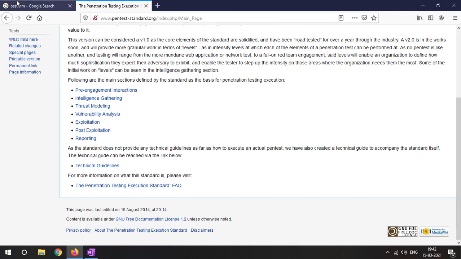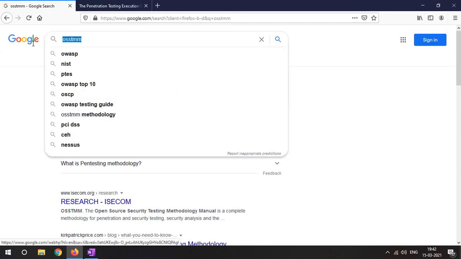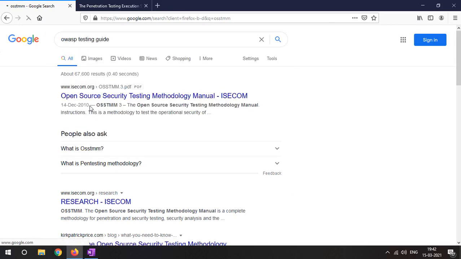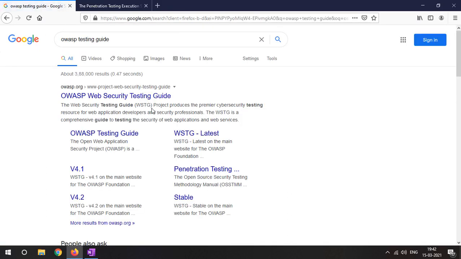And another example which I can give you of a methodology can be the OWASP testing guide. So you can see it's in the recommendations. So this is also a methodology. It is more focused upon the web hacking side. It tells you how to conduct a wide range of different website hacking tests on applications to check their security. So yeah, this is another example.